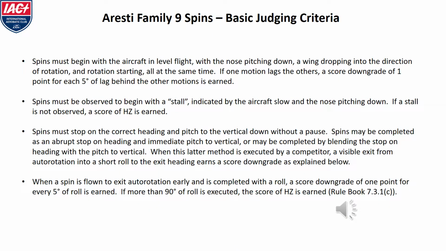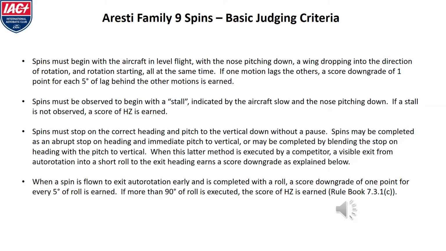Judging spins. Spins must begin with the aircraft in level flight, and the judge must observe the nose pitch down, a wing drop into the direction of rotation, and the rotational yaw starting all at the same time. If one motion lags the others, it's a score downgrade. Spins must be observed to begin with a stall, indicated by the aircraft slowing and the nose pitching down. If a stall is not observed, the score is HZ.